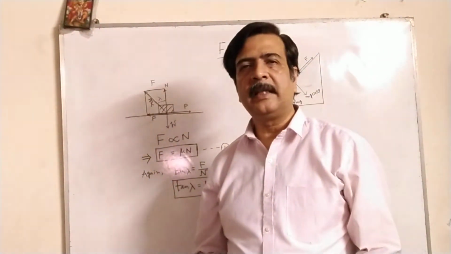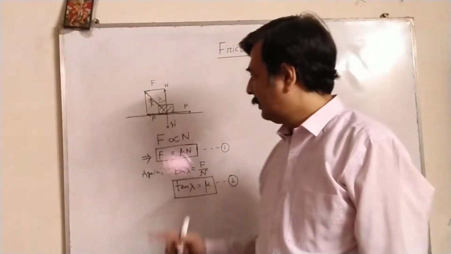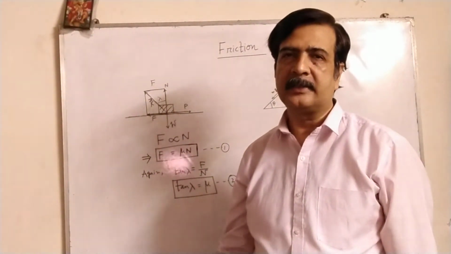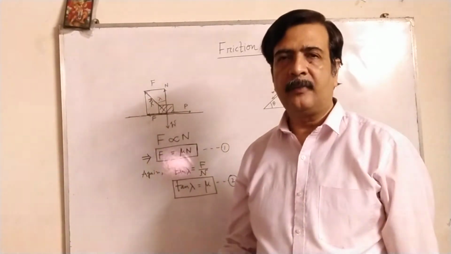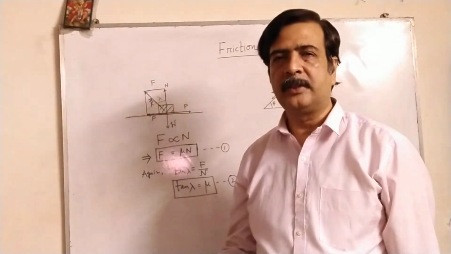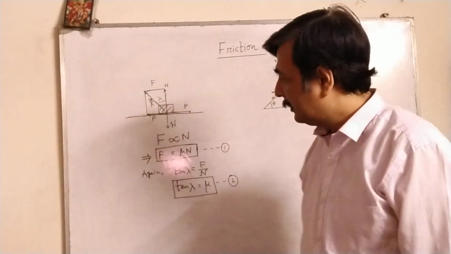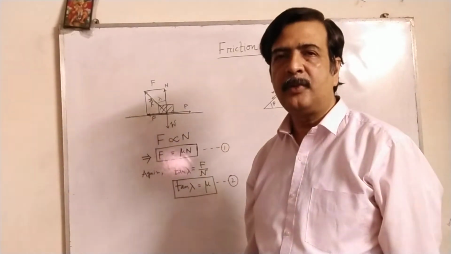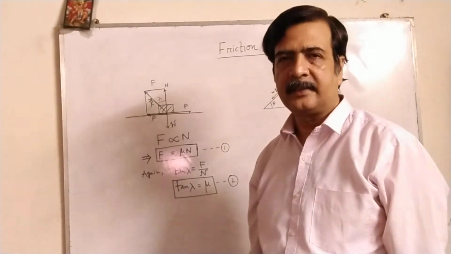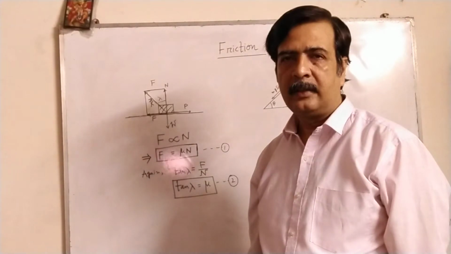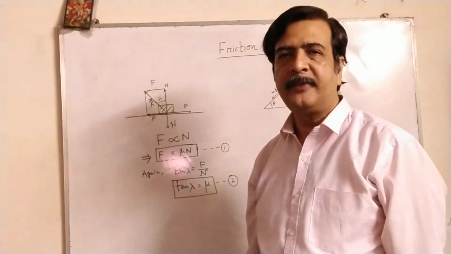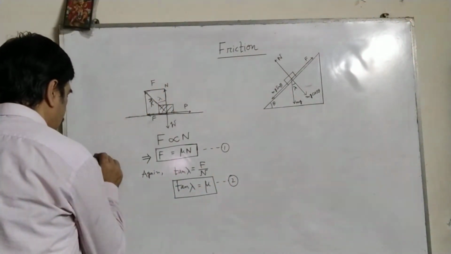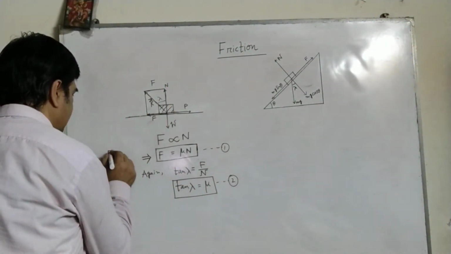It is found from experiment that the frictional force is directly proportional to the normal reaction. That is, when the frictional force increases, the normal reaction also increases. Therefore, we can write F is equal to mu N, where mu is a constant of variation. This mu is known as the coefficient of friction.